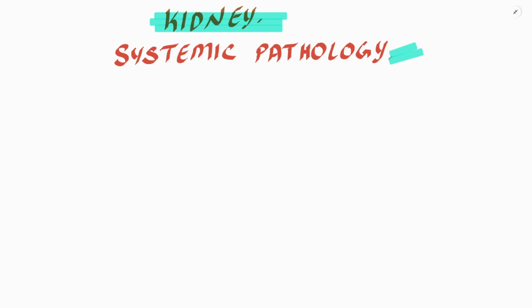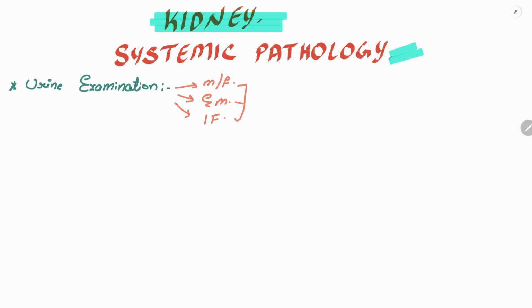Systemic pathology of kidneys. Let's start with the urine examination. In kidney, we come across many diseases. In these diseases, you mostly have to remember the microscopic features, electron microscopy features, and immunofluorescence. These are the important points that you must know in every disease. So, in urine examination, let's start with the microscopy.